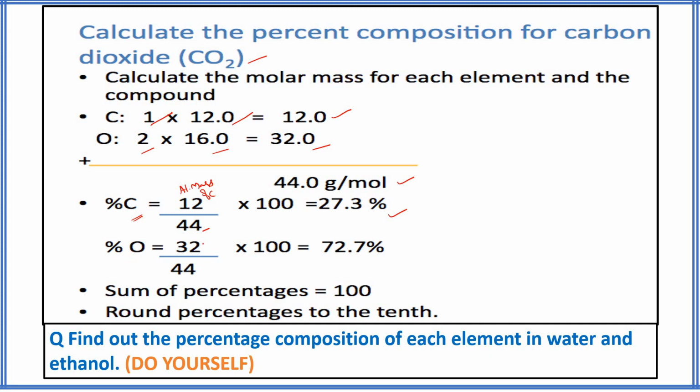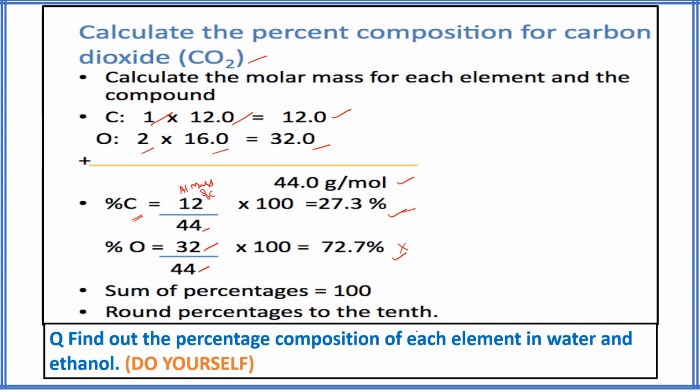Percentage of oxygen: total atomic mass of the given element in the molecule 32, divided by total mass of the molecule 44. You are going to get 72. There is no need to calculate this if you have two elements. If the molecule is made up of two elements, you calculate the percentage of carbon. Automatically 100 minus 27.3 will give the 72.7%. Okay, so this is the way we can calculate.